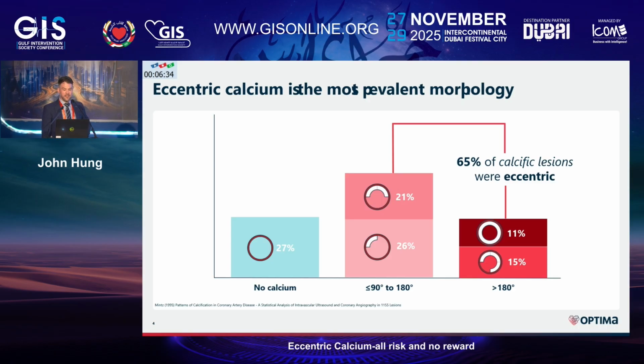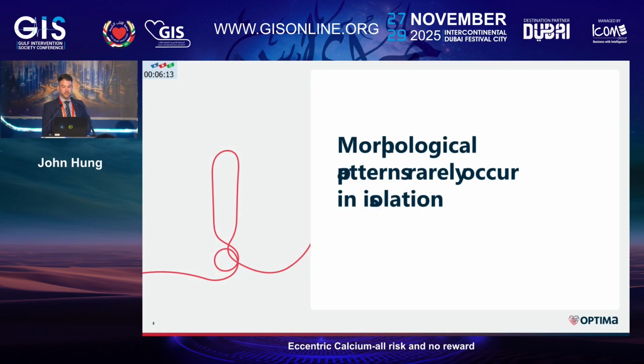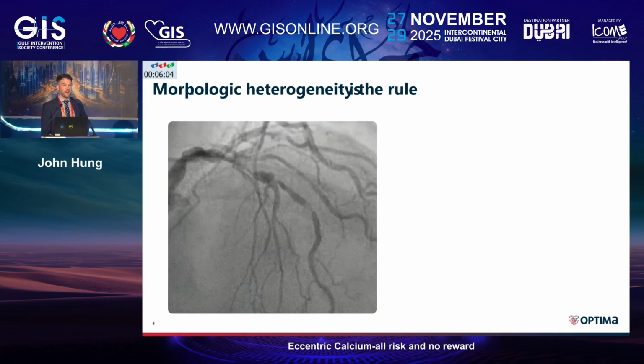In fact, in this series of over 1,000 arteries that were examined by IVUS, only 11% or so were concentric in morphology. And you can see that the majority of the morphologies were some degree of eccentric, between 90 and 180 degrees. The trouble is, though, that morphological patterns rarely occur in isolation. In fact, morphologic heterogeneity is the rule.